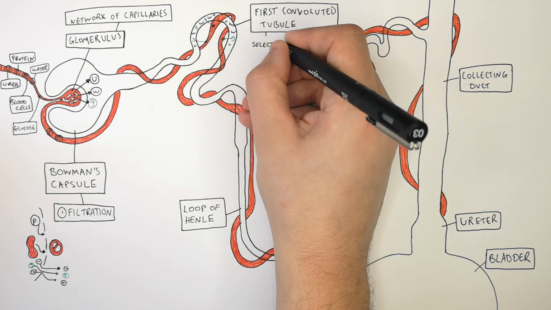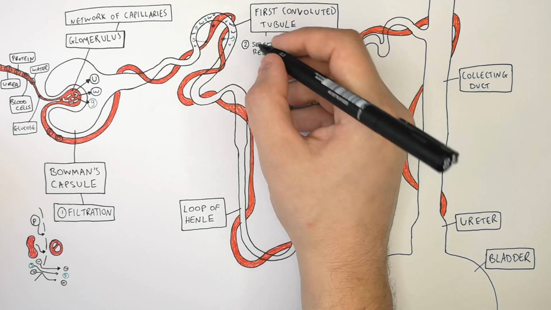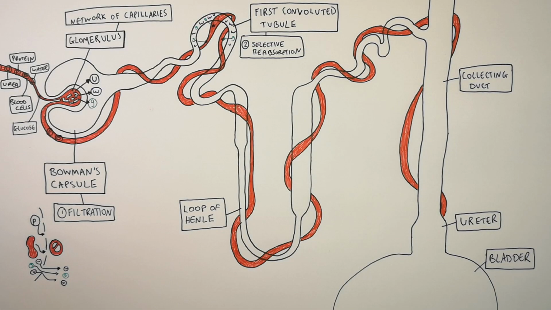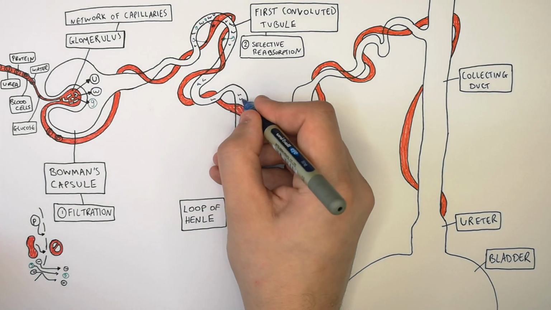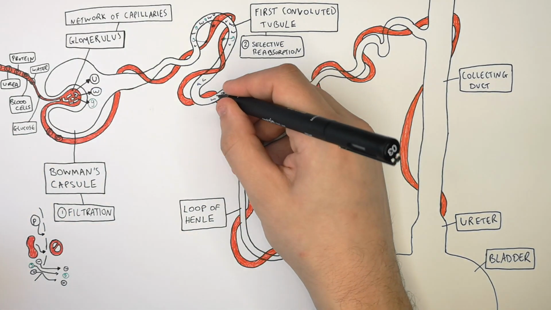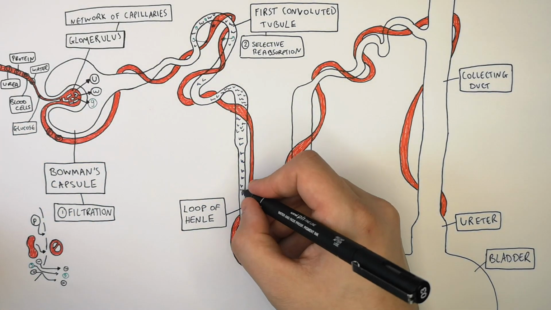So this is where selective reabsorption happens, where selective reabsorption of glucose back into the blood from the nephron. There should be no glucose in your nephron at this point. It should all be reabsorbed back into the blood. Now we're going to look at what happens in the loop of Henle. So water and urea now enter the loop of Henle.